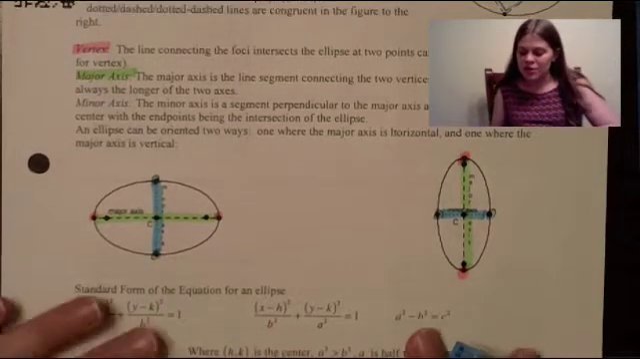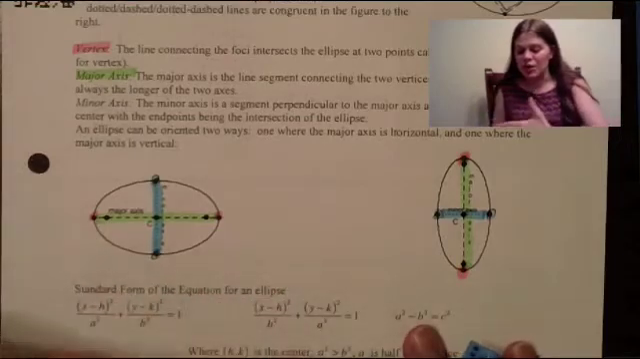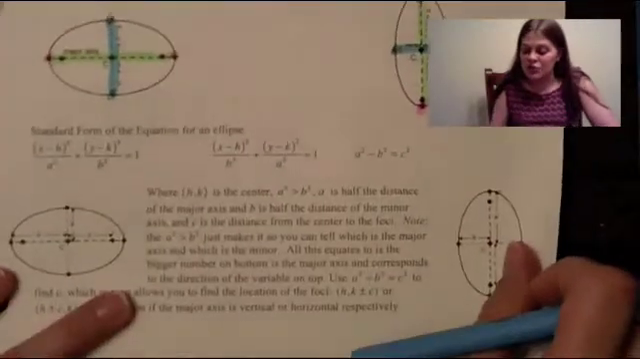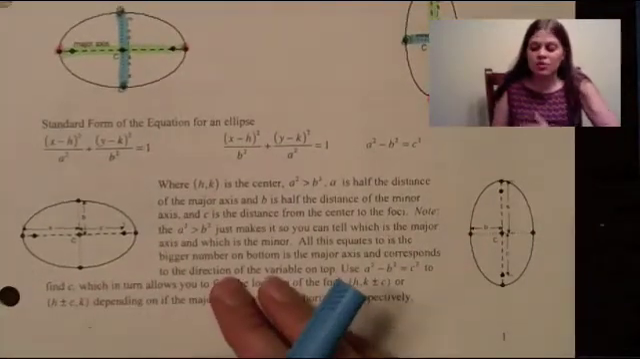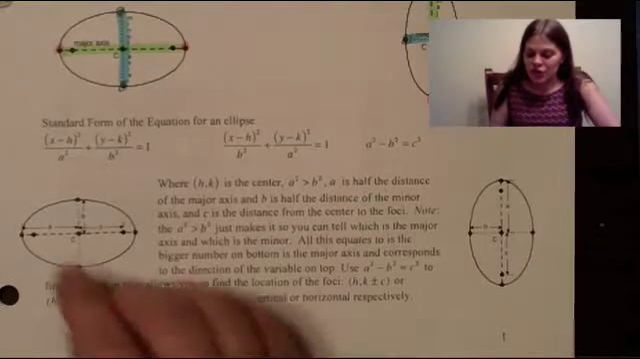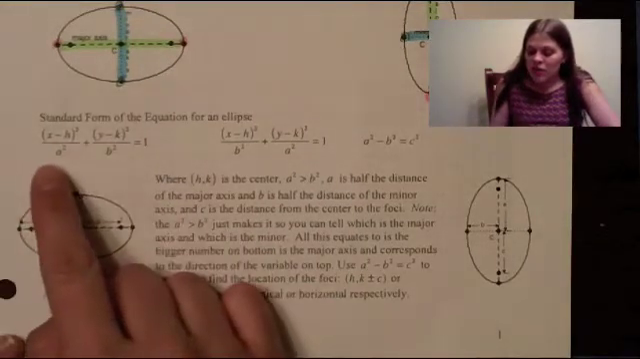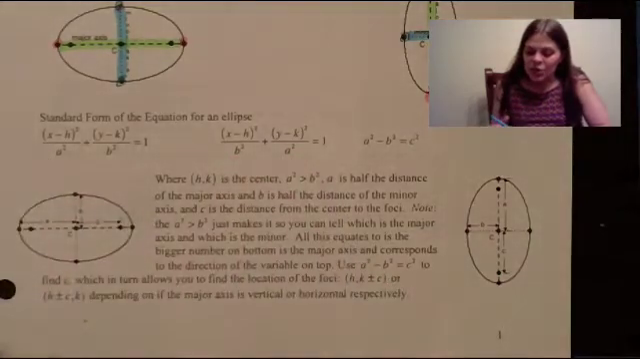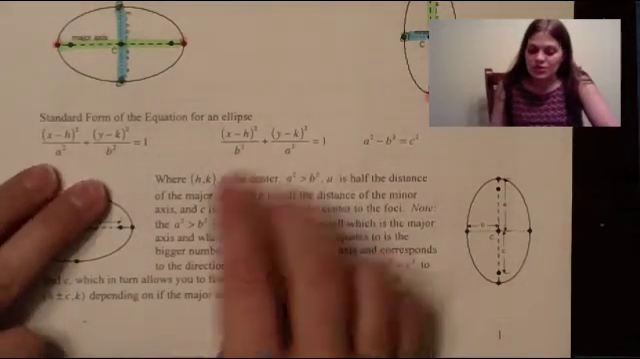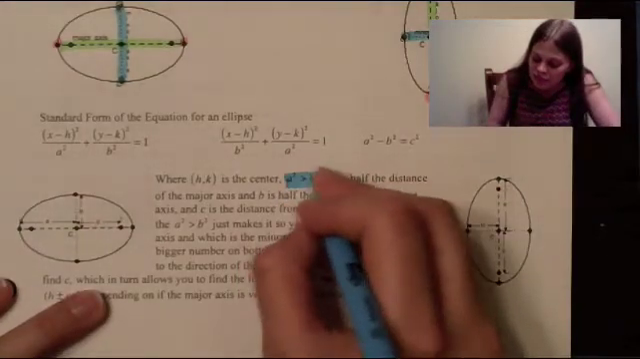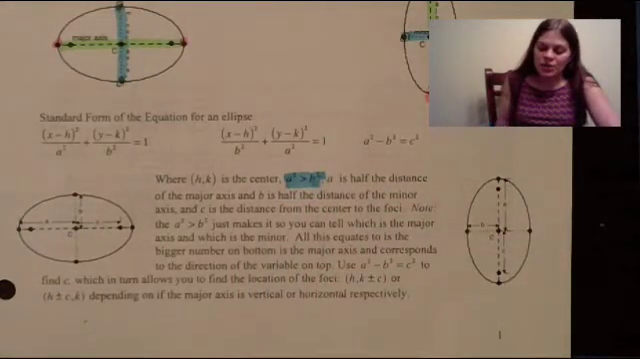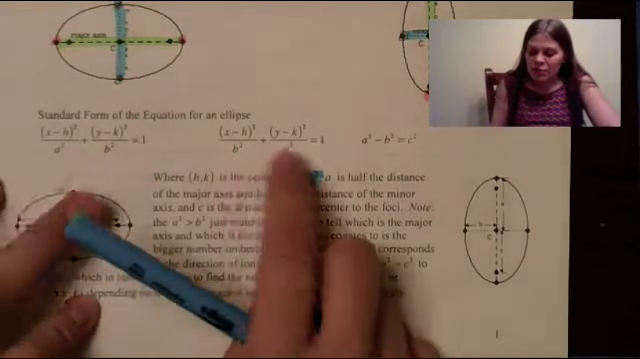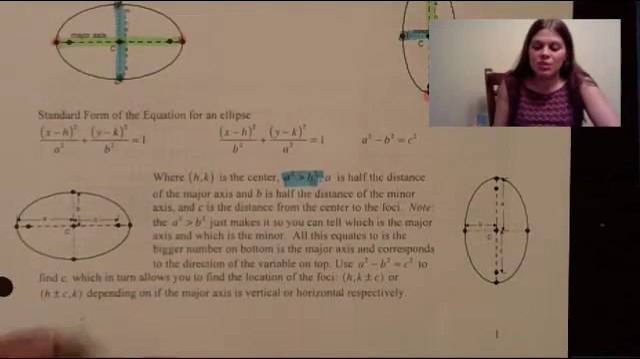Okay, so we already talked about how you can have two orientations, one where your major axis is horizontal and one where your major axis is vertical. Okay, so that means that we have two different equations, one for when it's vertical and one for when it's horizontal. They look exactly the same, the two that you have, except the only difference is that the A's and the B's are switched. So that is where this part right here, where A squared is greater than B squared, comes into play. So basically, whichever number is bigger on the bottom is going to be where your major axis is.